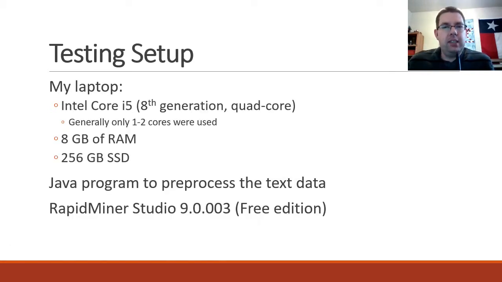Let me tell you a little bit about my testing setup. I'm running all these tests on my laptop. It's a pretty recent Core i5 laptop. The real limiting factor, though, was the 8 gigabytes of RAM, which seemed to be pushing it for some of the algorithms. Also has an SSD, which I'm sure helped. It was interesting that even though I have a 4-core machine, only one or maybe two cores tended to be hit at a time. And also to do some text preprocessing, I wrote a small Java program to clean up the text file some. And then the further text preprocessing and the algorithms were all run in RapidMiner Studio, the free edition.